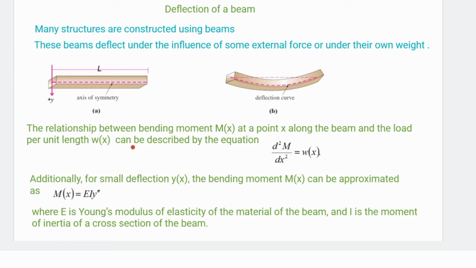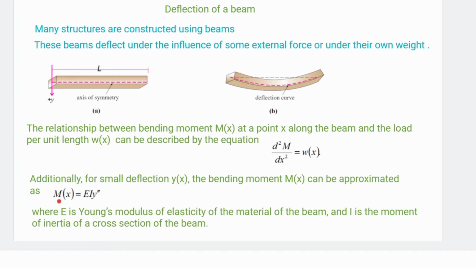The relationship between bending moment and the load per unit length can be described by the equation d squared M dx squared is equal to w(x). Additionally, for some deflection y, the bending moment M can be approximated as M equals EI y double prime. Here E is the Young's modulus of elasticity of the material of the beam and I is the moment of inertia of a cross section of the beam.